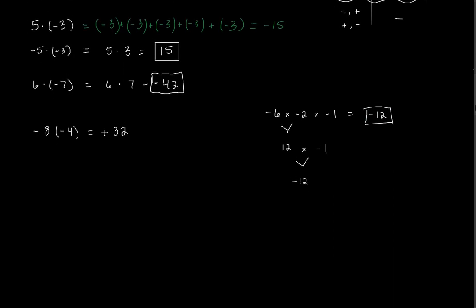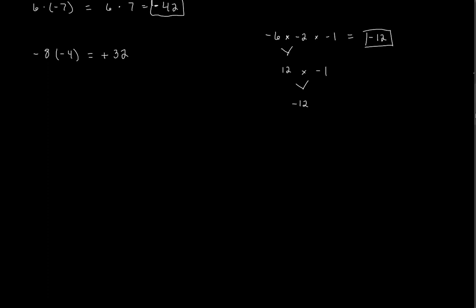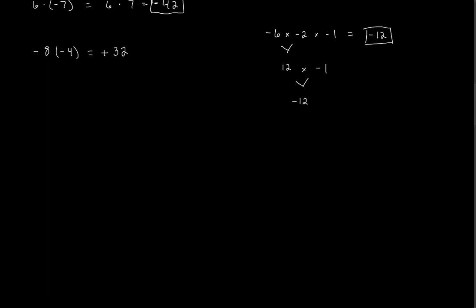So you got to make sure that you're watching for those triple negatives. If you have an even number of negatives, you're going to have a positive number. If you have an odd number of negatives, you're going to have a negative number. Okay. Let's try one more. Let me use a different color here.